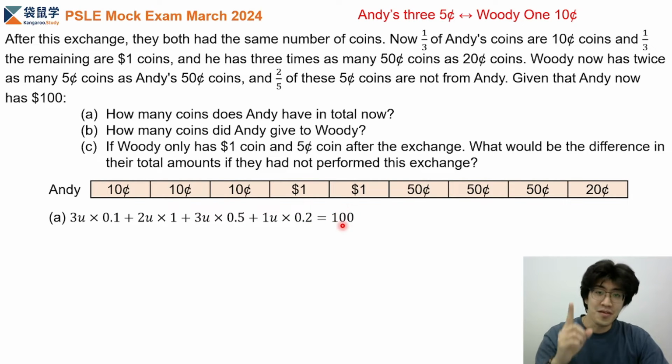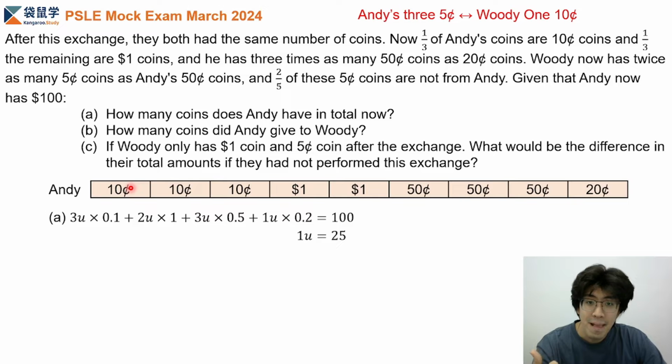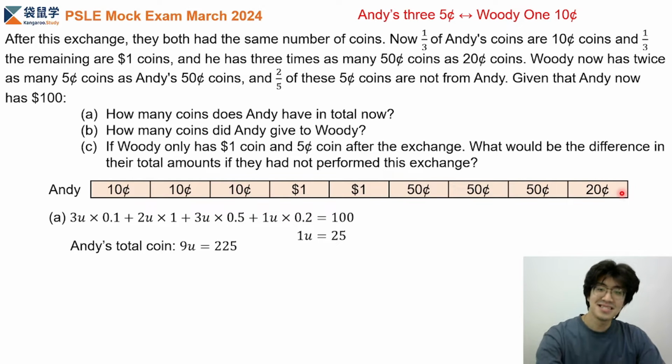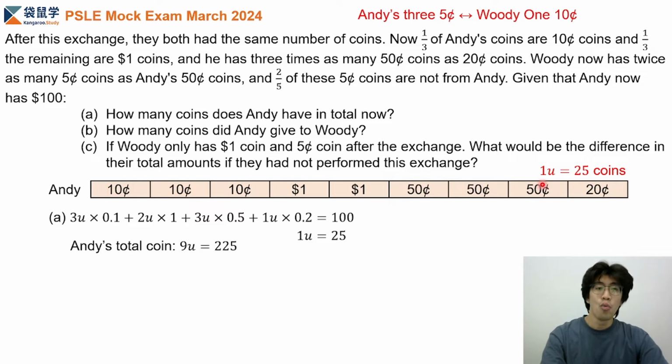So can I find out what 1 U is? Yes, so 1 U will simply be 25. So this tells me 1 unit over here is 25 coins. So what is the total amount? Now in total, Andy has 9 units. Since 1 unit is 25, that's simply 9 times 25 to give me 225. So now let me label this to the right to remind ourselves. 1 unit over here is 25 coins.